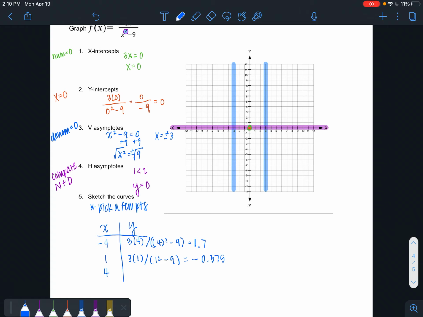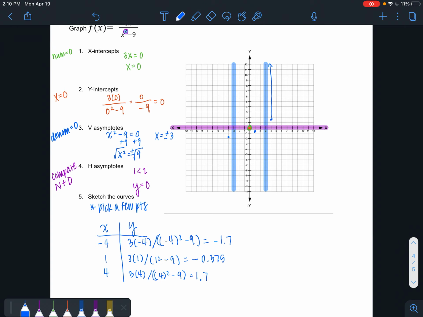And then when we plug in a 4, or that should have been -4 before. It's okay. So this is actually for this one. Oops. And then we have 3 times -4 divided by -4 squared minus 9. We get -1.7. Okay, so we'll plot those points. -4, -1.7, 0, 1, -3.75, and then 4, 1.7.